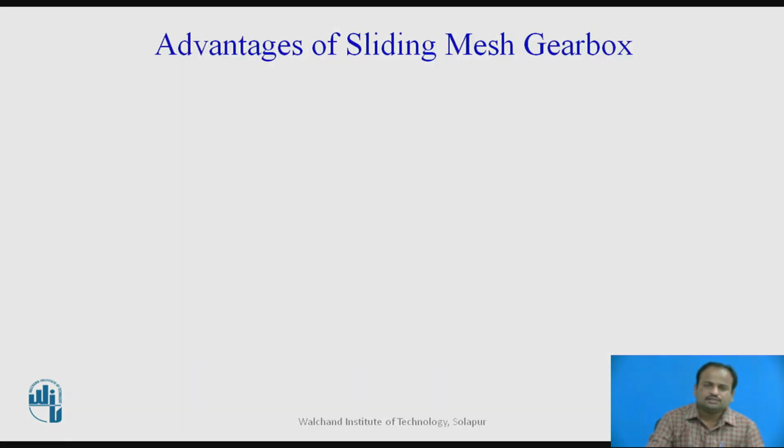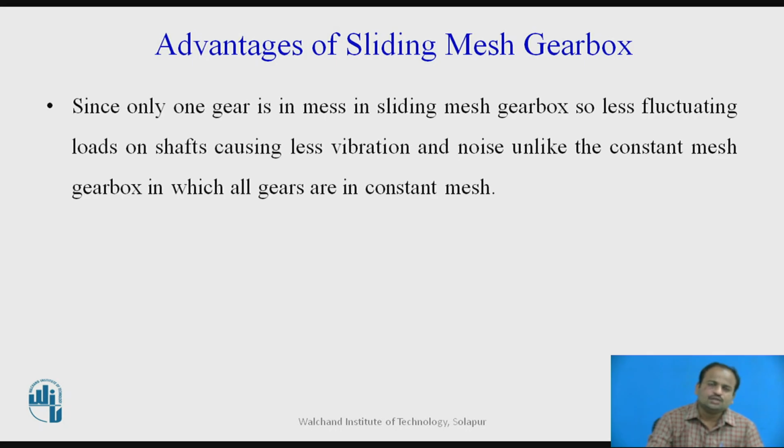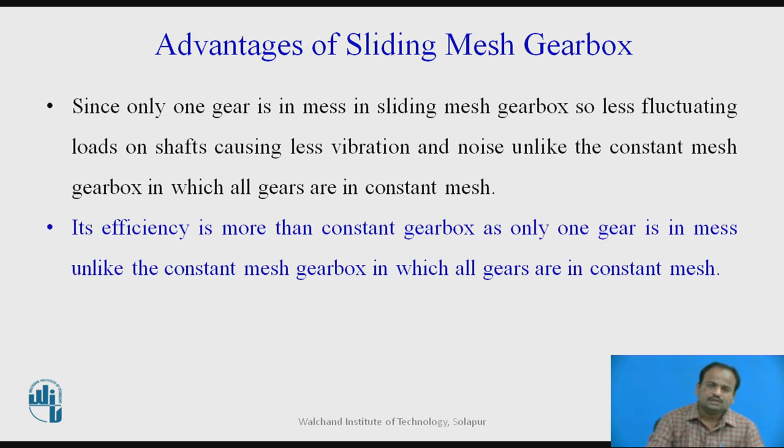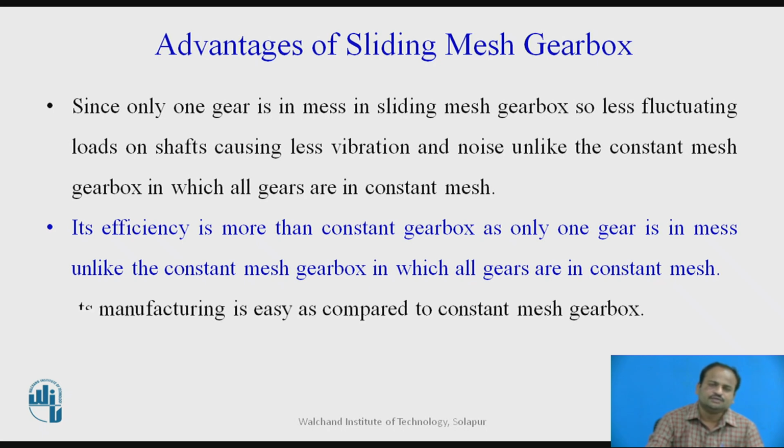Advantages of sliding mesh gearbox. Since only one gear is in mesh in sliding mesh gearbox, so less fluctuating loads on shafts causing less vibration and noise, unlike the constant mesh gearbox in which all gears are in constant mesh. Its efficiency is more than constant mesh gearbox as only one gear is in mesh, unlike the constant mesh gearbox in which all gears are in constant mesh. Its manufacturing is easy as compared to constant mesh gearbox. Its mechanism is simple.